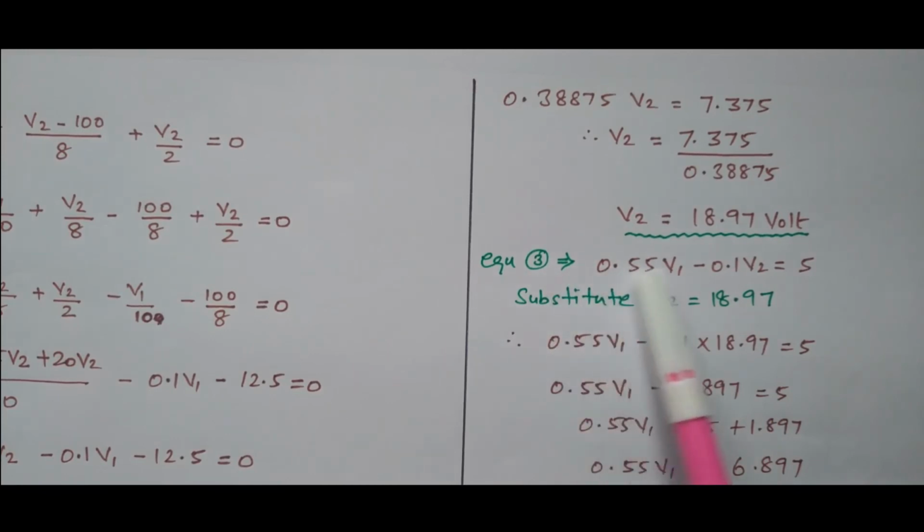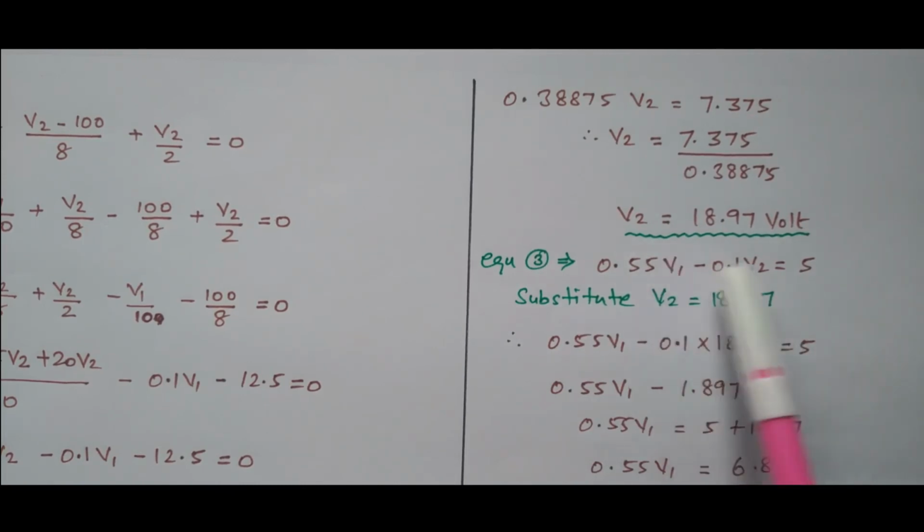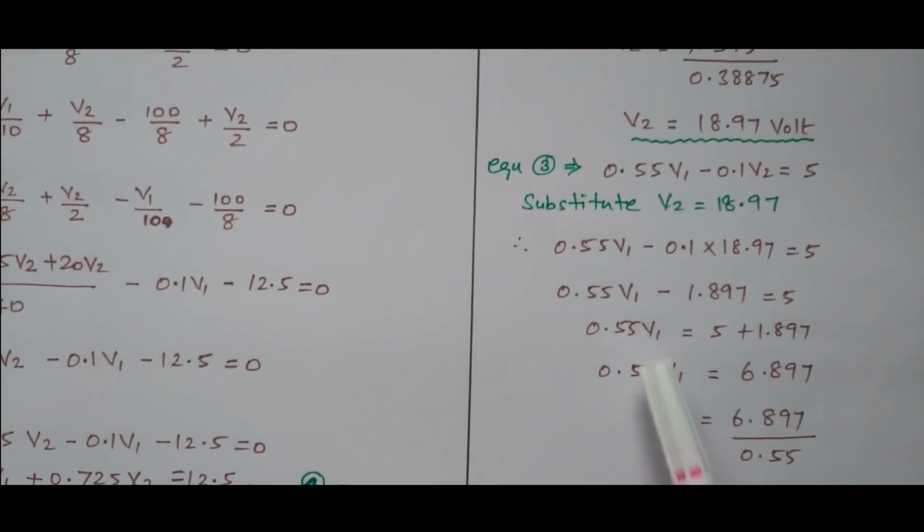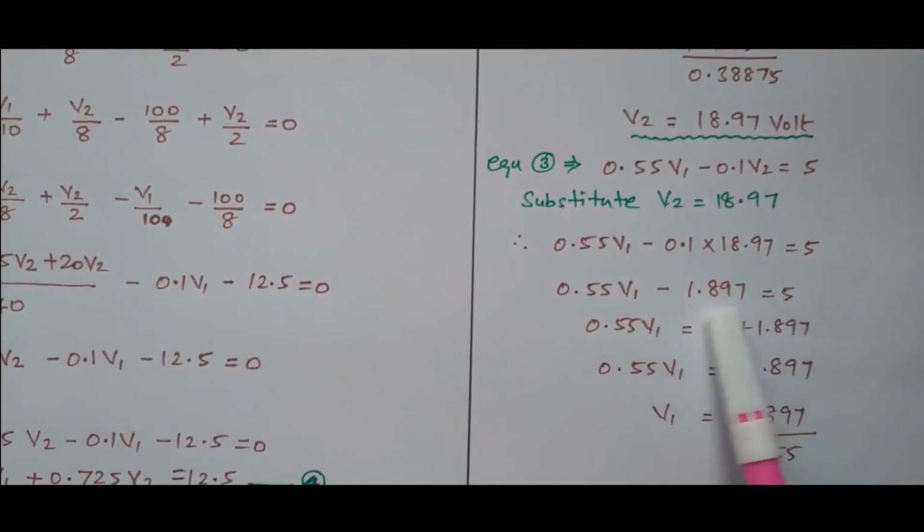Now we'll consider this third equation. In this, if we substitute V2, we can easily find V1. Right? So V2 is calculated. Now consider the third equation. In that, we are substituting V2 equal to 18.97. So 0.55 V1 minus 0.1 into 18.97 equal to 5. Now we can multiply these two. These two are multiplied, so it is 1.897.